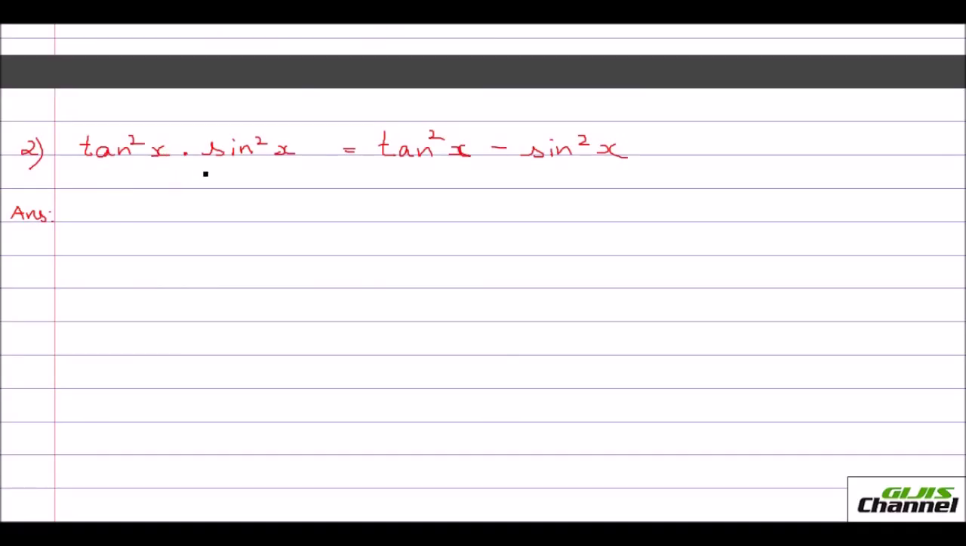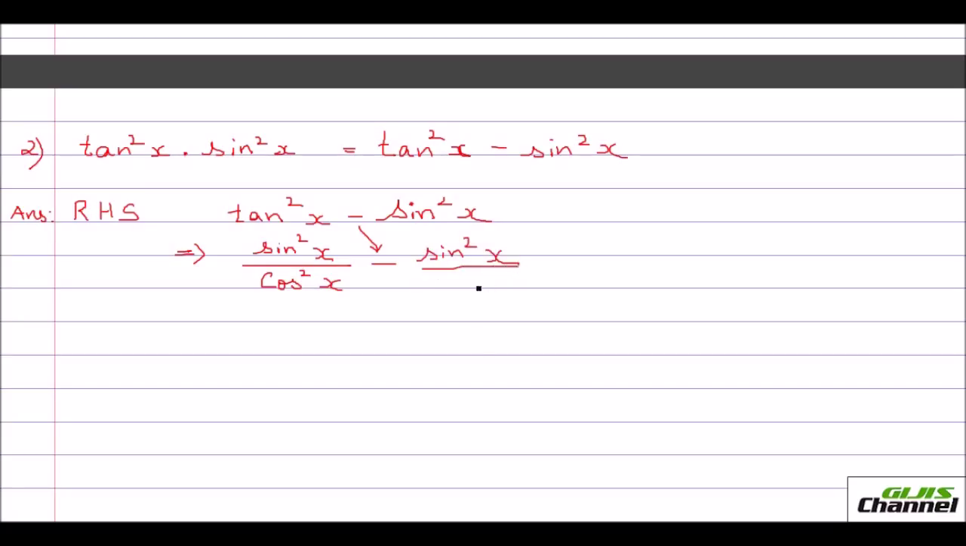Let's go on to the second question: tan squared x times sine squared x is equal to tan squared x minus sine squared x. Here I would like to start from the right hand side because I think that would be easier, and end up with the left hand side. I can make it in terms of sine and cos. Tan squared x I would write as sine squared x over cos squared x. Here I would put the negative sign and then the sine squared x as it is. Since you don't have a denominator here, I just put 1 down here.